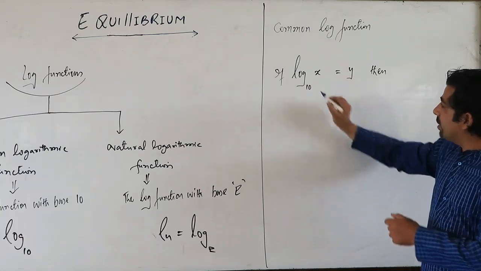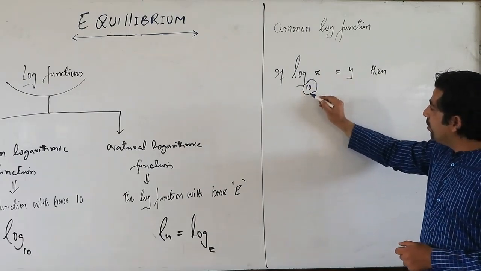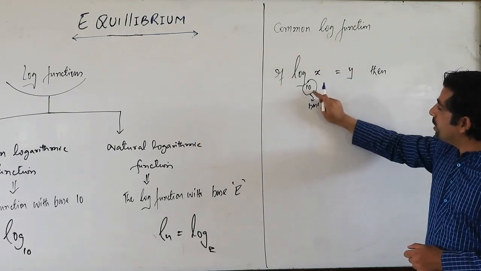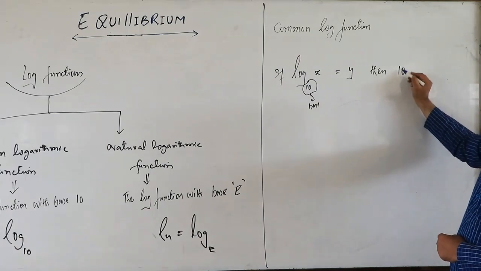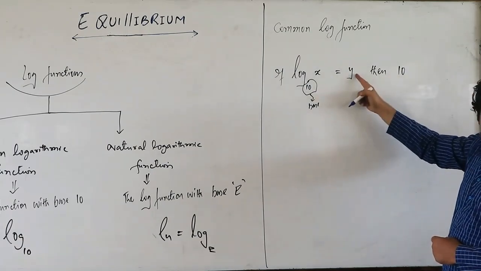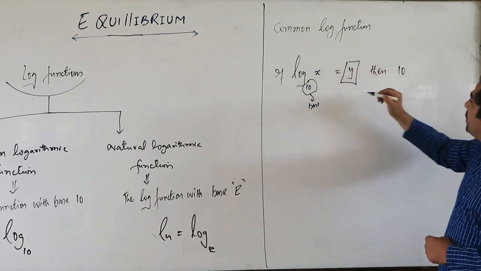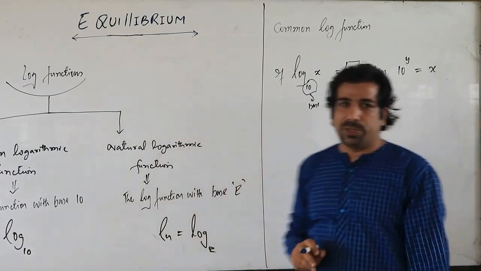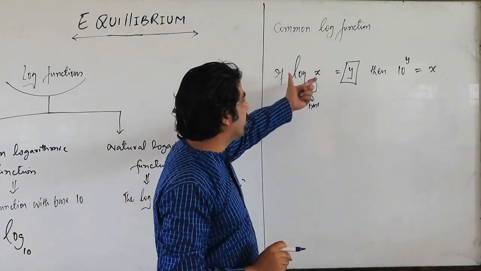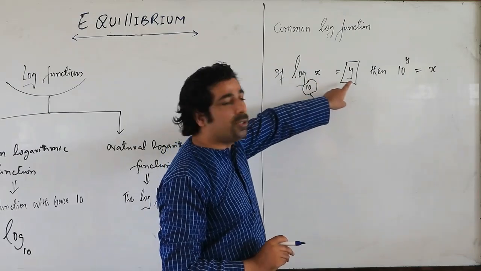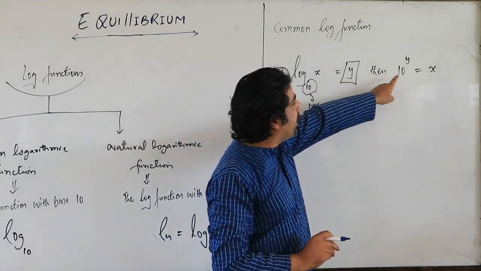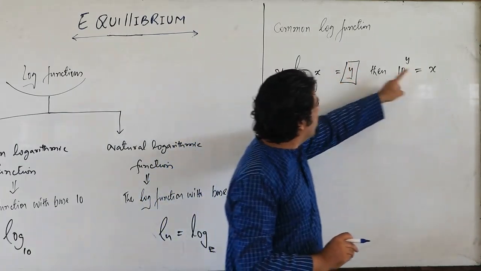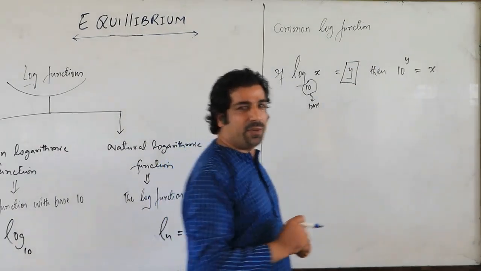Try to understand, my dear friends. This is the base here. Remember, this is the base of the common log function. So take this base 10, 10 raised to the power y. 10 raised to y is equal to x. Please remember this particular expression for the common log function. So I took log x is equal to y, then 10 to the power y. 10 is nothing but the base. 10 to the power y is equal to x. Let me further simplify it for you.